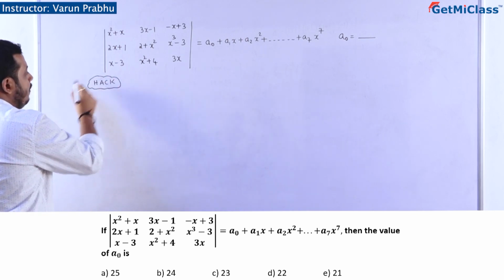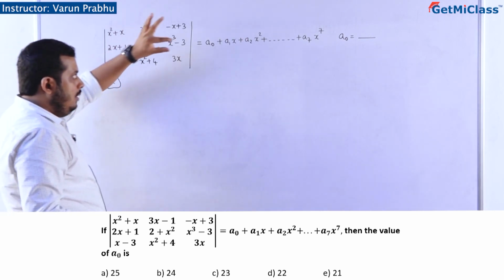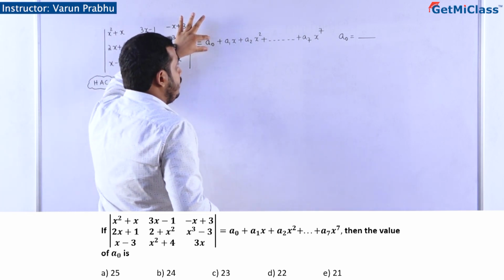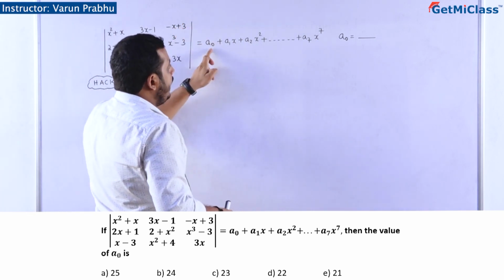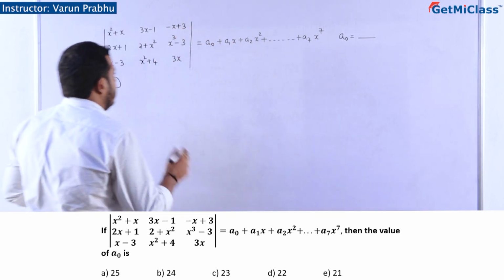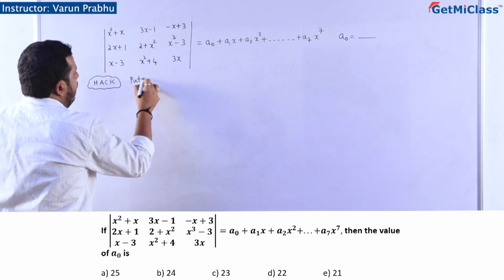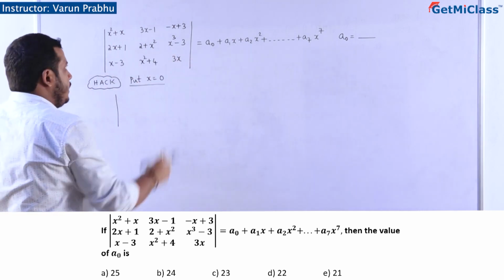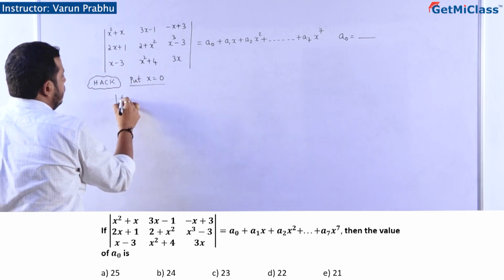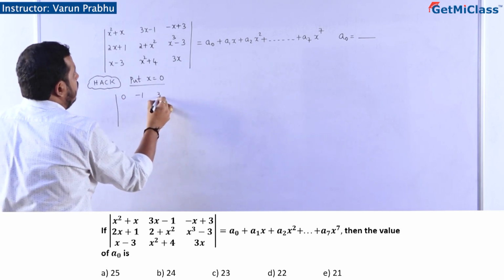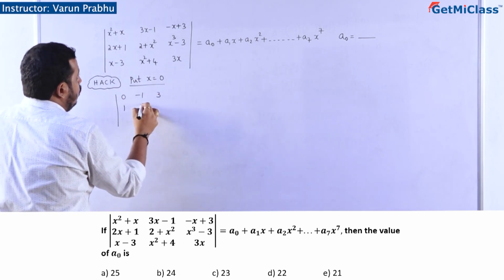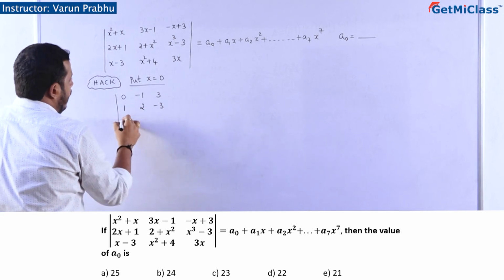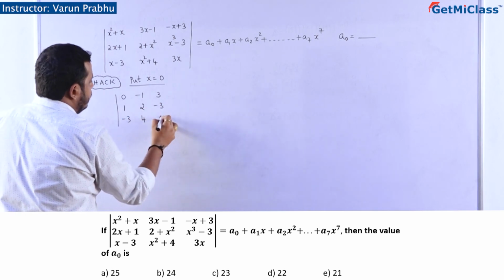What is the hack? If you look at this constant a0, it is a term which is free from x, right? So if it is free from x, then we'll immediately put x is equal to 0 everywhere. So what is the answer that we get? 0, -1, 3, then 1, 2 and -3, and -3, 4 and 0.